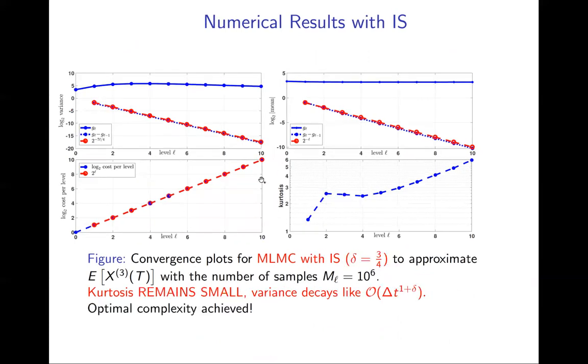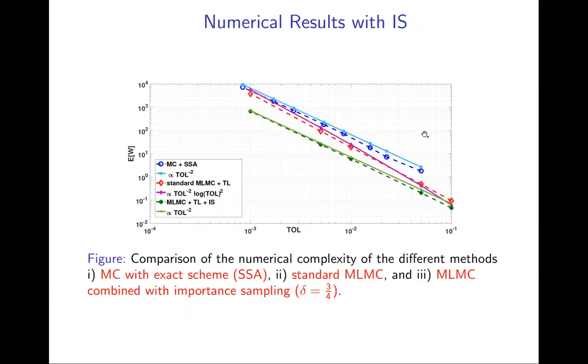But if you use importance sampling, you can actually increase the rate of convergence for the variance up to 1 plus delta, essentially, and you can see in this plot that you keep a kurtosis of value up to 6, which is essentially not exploding at all in comparison to the previous computation. This is just by changing the measure in the computations done with the Multi-Index Monte Carlo. And again, the optimal complexity is achieved. You can also show the plots and compare with other standard methods, and this method behaves better.